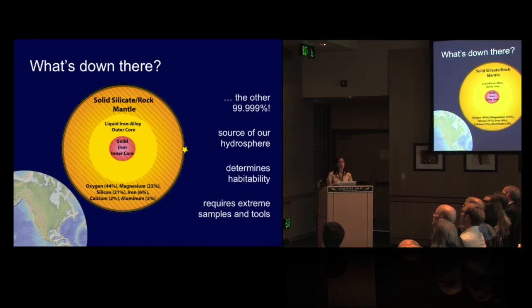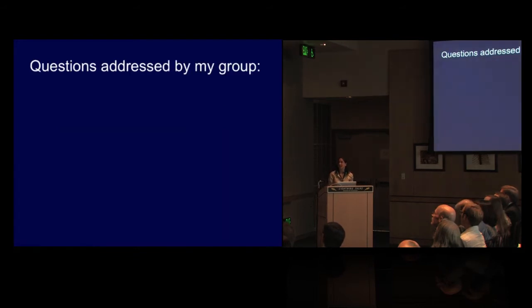The deep earth is the source of our hydrosphere, all the atmosphere, all the ocean, outgassing of the deep earth. Okay, and it determines the habitability of a planet. So if you're interested in exoplanets or whether a planet in another solar system that we observe remotely might have life, you need to understand whether the materials on the inside of the earth can hold life-giving constituents like water and carbon. To study the deep earth under the extreme pressures and temperatures requires extreme samples and tools, and that's what I'm going to give you a little window into today.